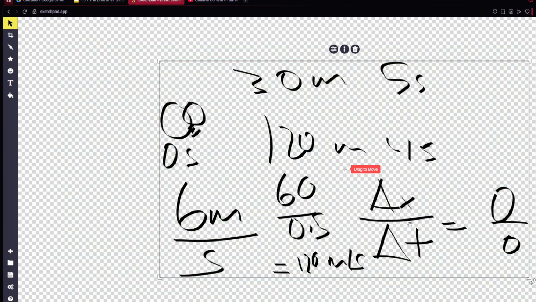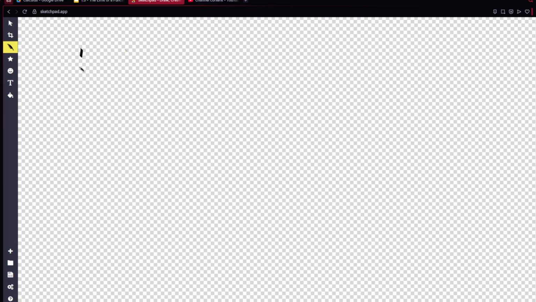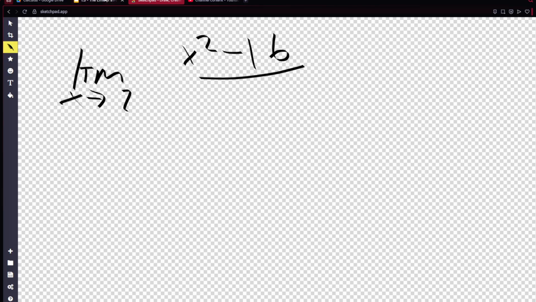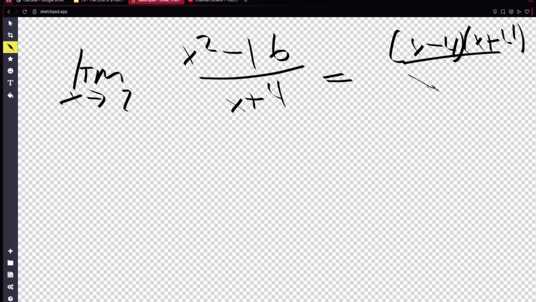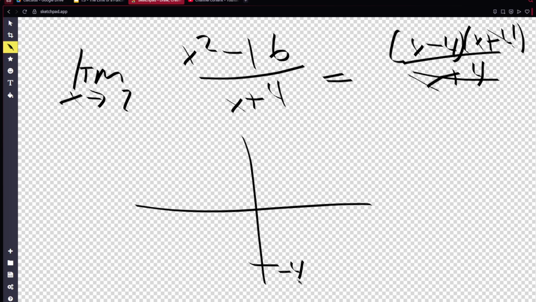So we have this example here, and it's the limit as x approaches 2 of x squared minus 16 over, I think, x plus 4. So let's use some algebraic manipulation here. This is the same thing as x minus 4, x plus 4, divided by x plus 4, and we cancel these out. Now we graph this, which is minus 4 right here, and then we draw the linear line going this way. Right, perfect. So limit as x approaches 2. Let's assume this is 2 here.